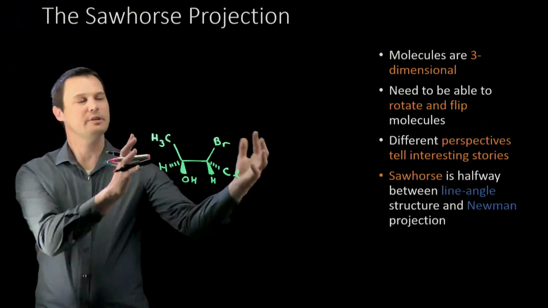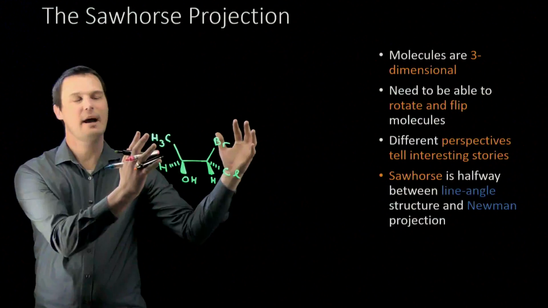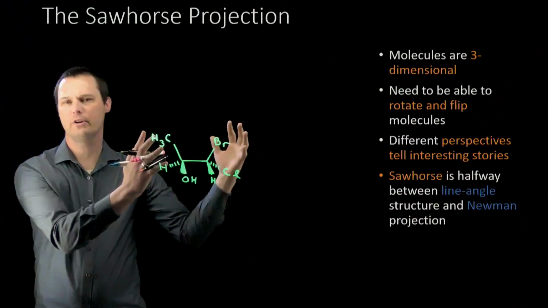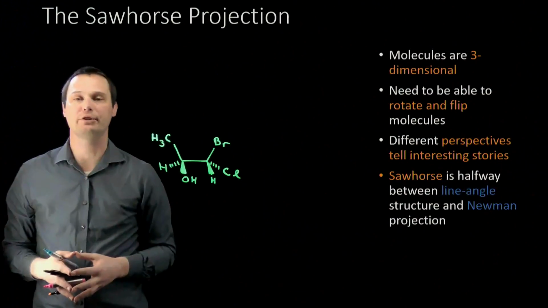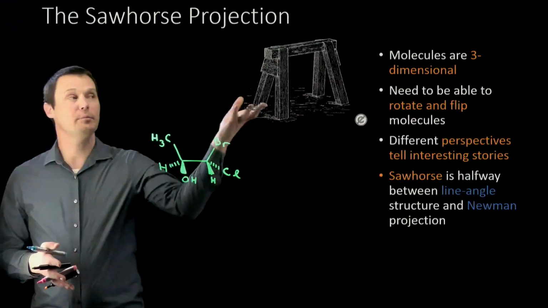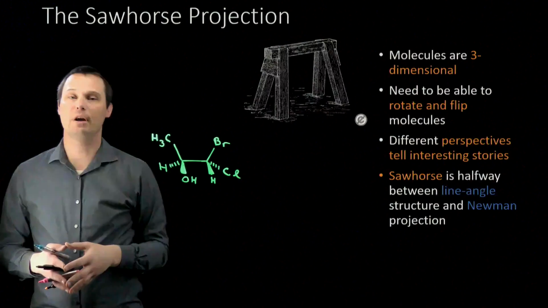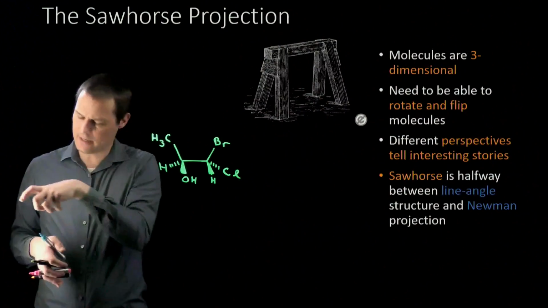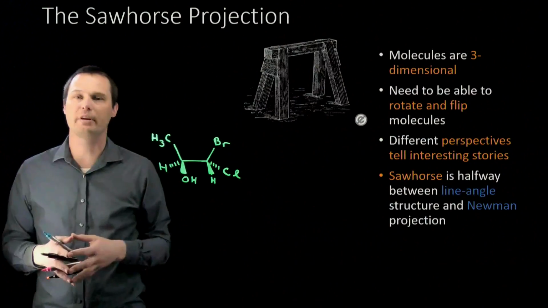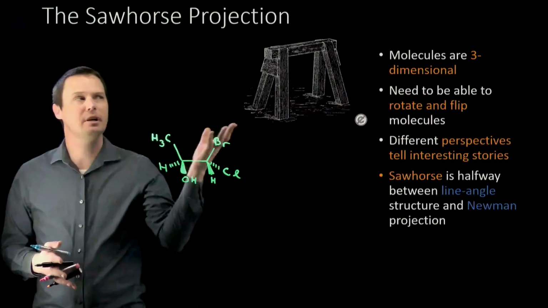In the Sawhorse projection, we take the line angle structure and we start to rotate it out of the plane of the board. We only go a little ways, about 45 degrees, and we stop at that intermediate rotation. We call it a Sawhorse projection because the projection will end up looking like a sawhorse. The bonds in the southern hemisphere of the molecule will look like the legs of a sawhorse. If you have 2 sawhorses side by side, you could run a plank between them and you could saw that board in half. That's why we call it the Sawhorse projection.